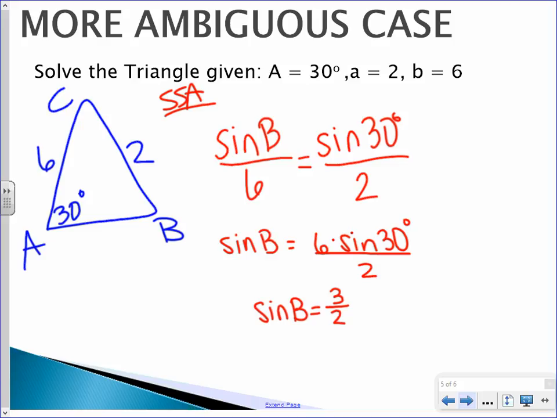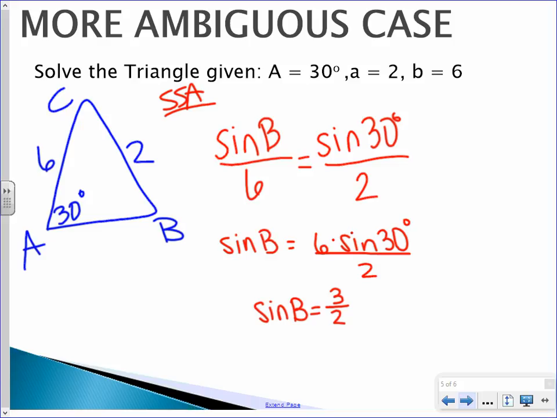Go ahead and take the inverse sine of 3/2. Tell me what happens. There is an error. Why is there an error? This is larger than 1. And remember, sine is going to have values between -1 and 1.